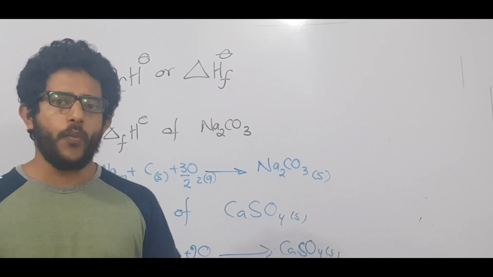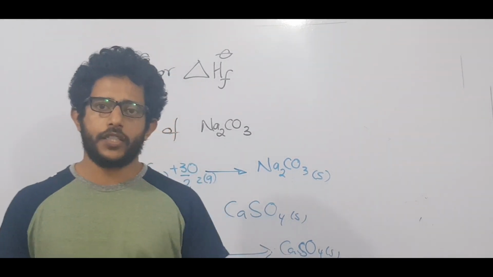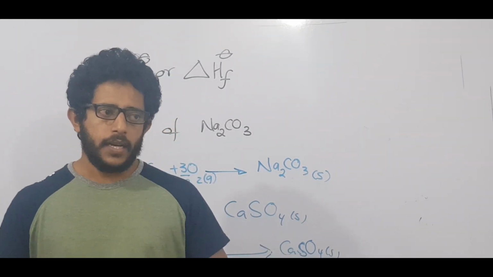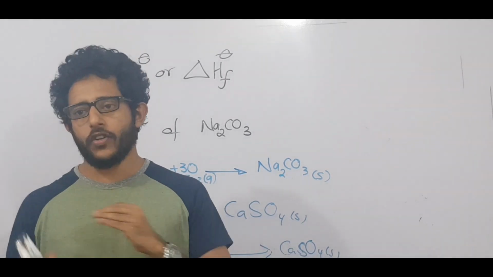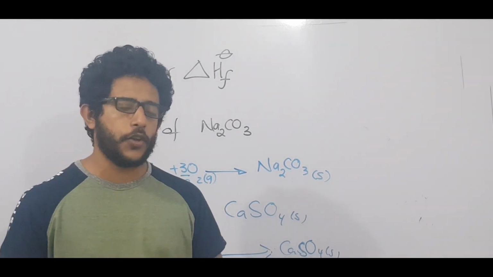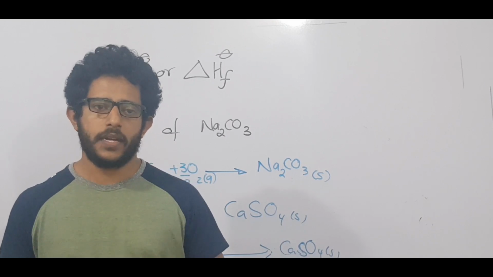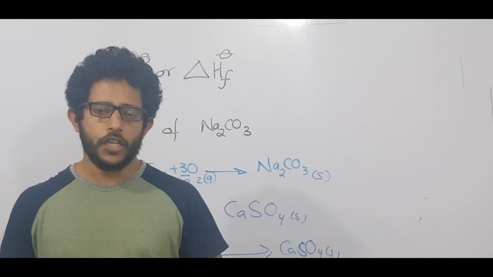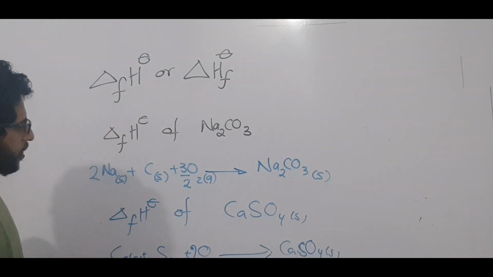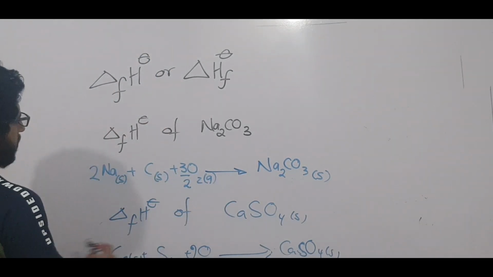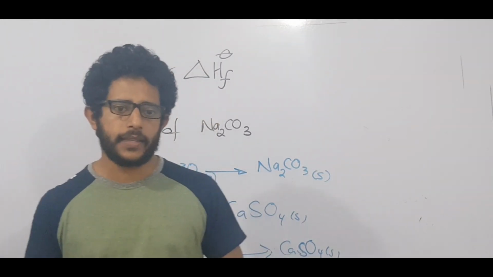So now let's see how we use this formation enthalpy data to calculate the enthalpy change of a chemical reaction. The data is the most important thing you have to look at when you start the question. What kind of data are you given? If the formation enthalpy data is given, we have to use that formation enthalpy data to do the chemical reaction. Let's see how we can do the question if the formation enthalpy data is given.